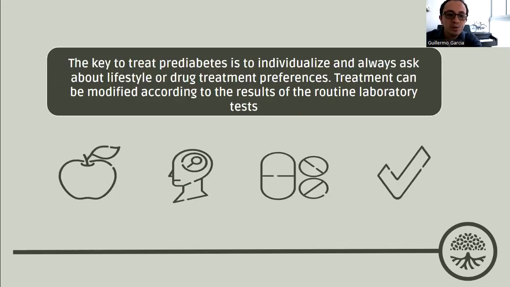The key to treat prediabetes is to individualize the patient and always ask what preference they have regarding changes in lifestyle or drug treatment. Management can be modified according to the results of the routine laboratory tests.